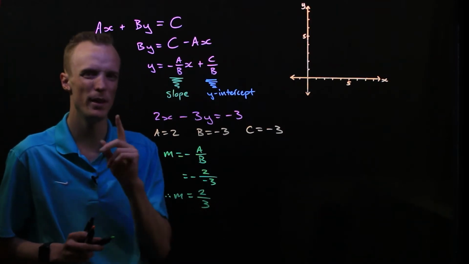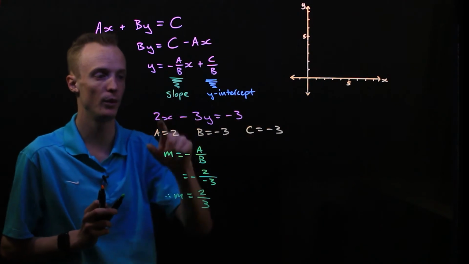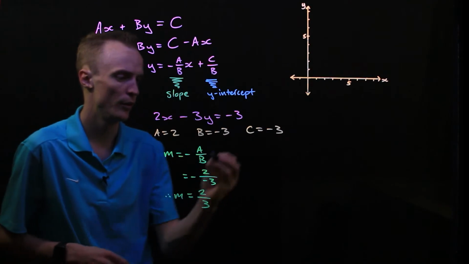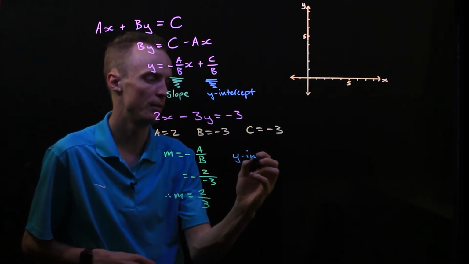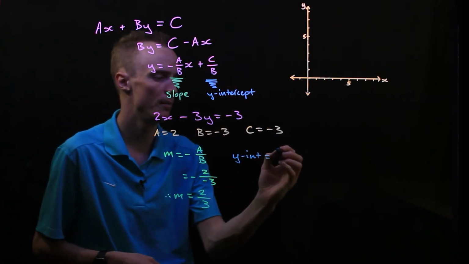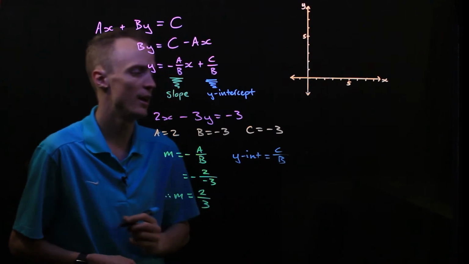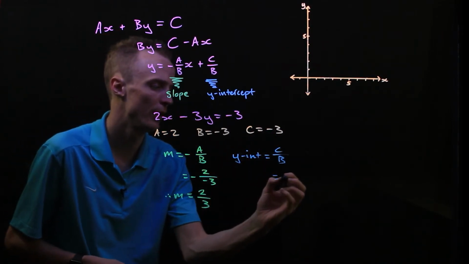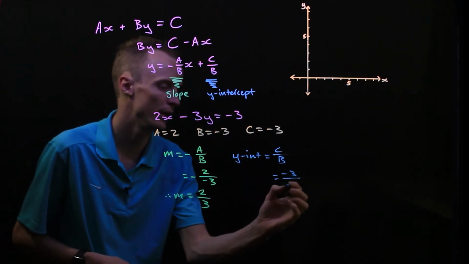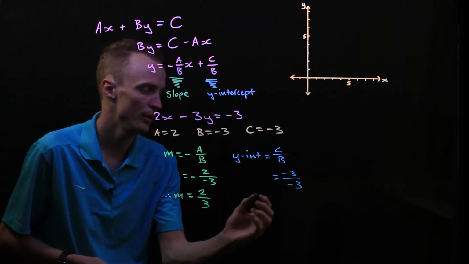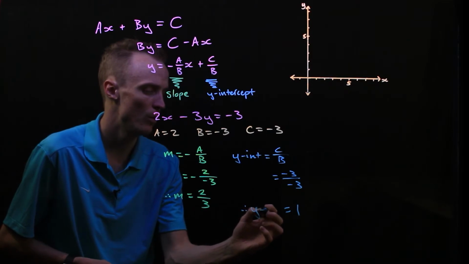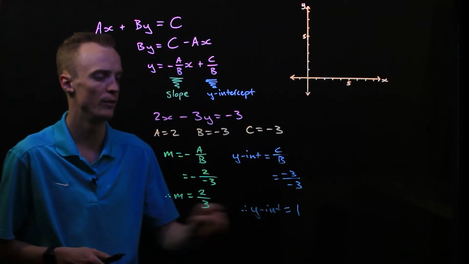So now I've got one piece of information that I can use to graph this equation. But let's look for a second piece, and that's the y-intercept. Our y-intercept is equal to our C value divided by our b value. Now our C value here was equal to -3, and that's going to be divided by our b value, which was equal to -3. So -3 divided by -3 is +1, so therefore our y-intercept is equal to +1.